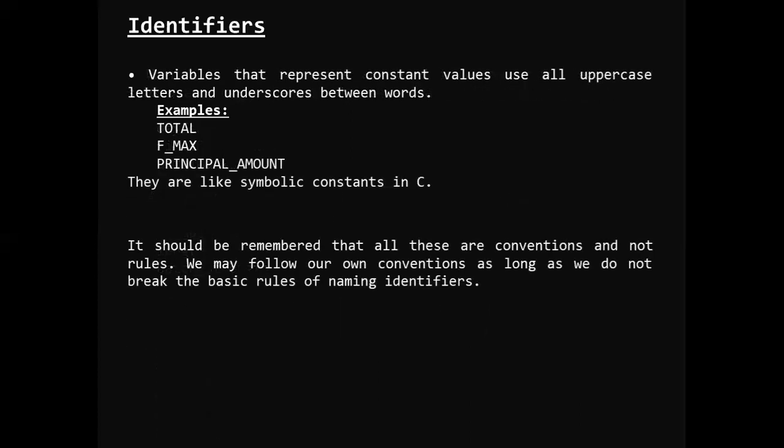Variables that represent constant values use all uppercase letters and underscores between words. Examples: TOTAL, F_MAX, PRINCIPAL_AMOUNT. They are like symbolic constants in C. It should be remembered that all these are conventions and not rules. We may follow our own conventions as long as we do not break the basic rules of naming identifiers.